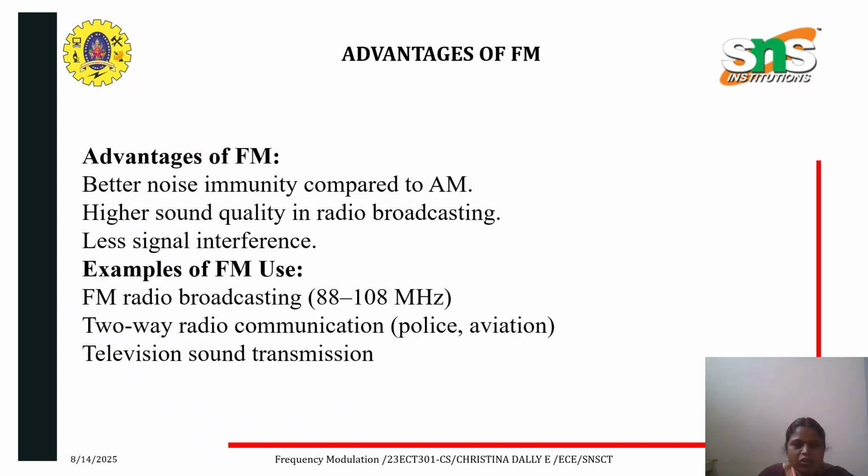Coming to the advantages and examples of frequency modulation, as we have already discussed, noise is higher in AM compared to FM. So the noise immunity is improved, the quality of radio broadcasting is higher, and there is less signal interference. The range used for radio broadcasting is 88 to 108 MHz, and it is also used for two-way radio communication, television, and sound transmission signals.